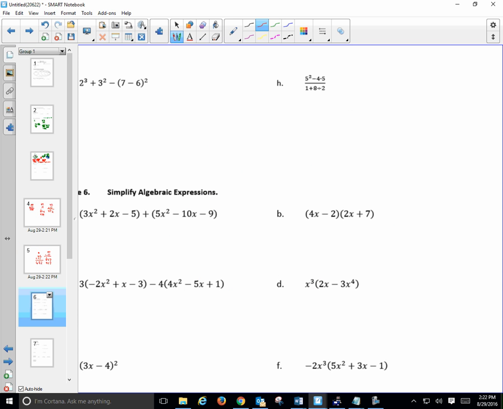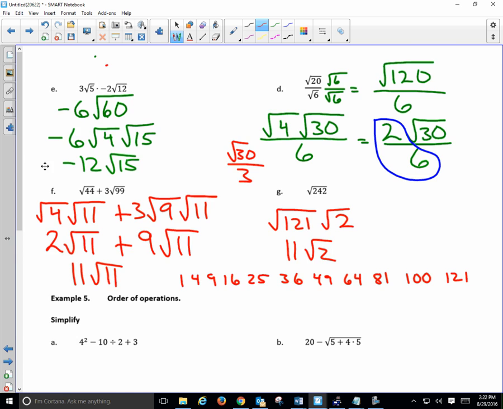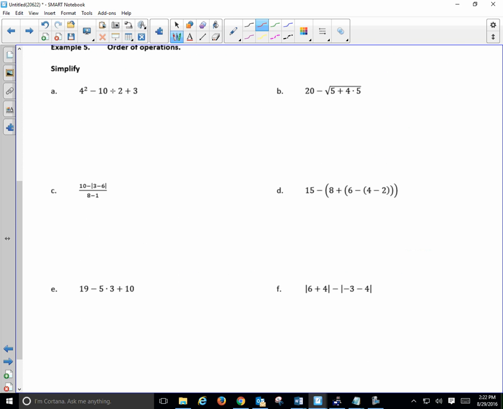Okay. All right, let's move on. Order of operations. What are the order of operations? Please: parentheses, exponents, multiplication, division, addition, and subtraction. Okay, so what do I do first here? 16 minus 10 divided by 2 plus 3. Got rid of my exponents. There were no parentheses. Now what? Yep.